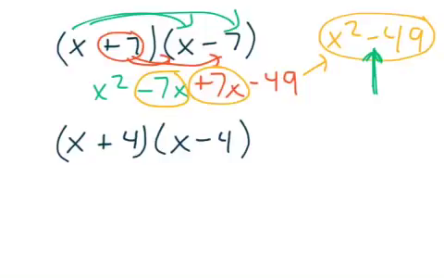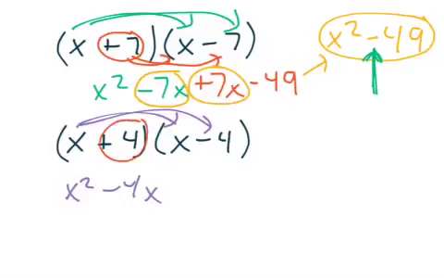Okay, let's try again and see what happens. I guess I'll use purple this time. x times x is x squared. x times minus 4 is minus 4x. And then I'm going to do the same thing with the plus 4, right? Plus 4 times x is plus 4x. And plus 4 times minus 4 is minus 16.